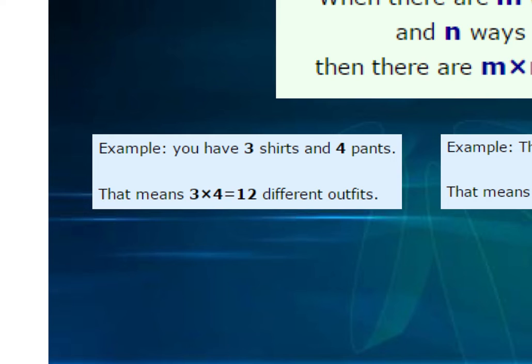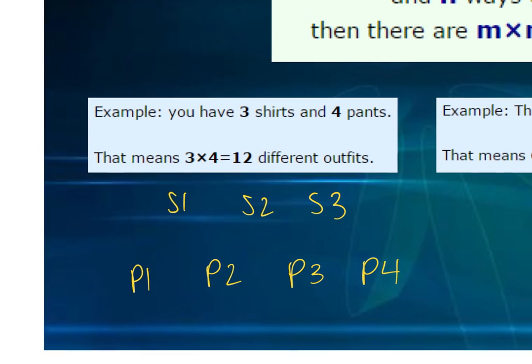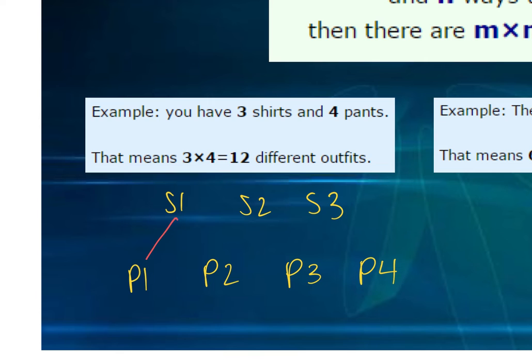Guys, we are going to draw this one out, okay? I want you to write shirts, shirts, shirts. We have 1, 2, 3 shirts. And how many pants do we have? 4. So put pants 1, pants 2, pants 3, and pants 4. Use a different color. Shirt 1 can go with how many of the pants? All 4 of them, right? So shirt 1 can go here, here, here, and here. Do you guys agree? How many possibilities is that? 4. There's 4 combinations there, right?